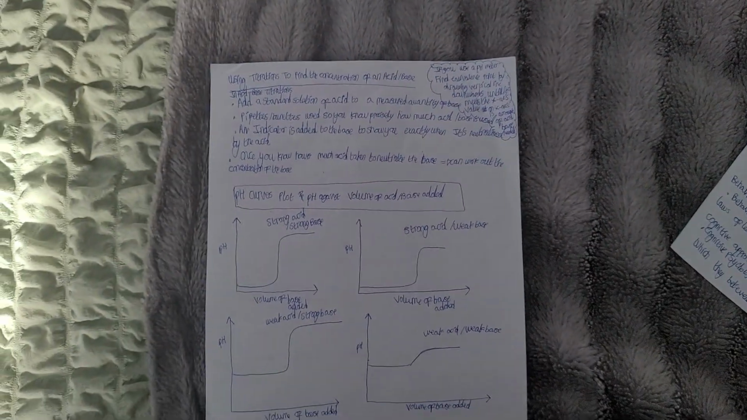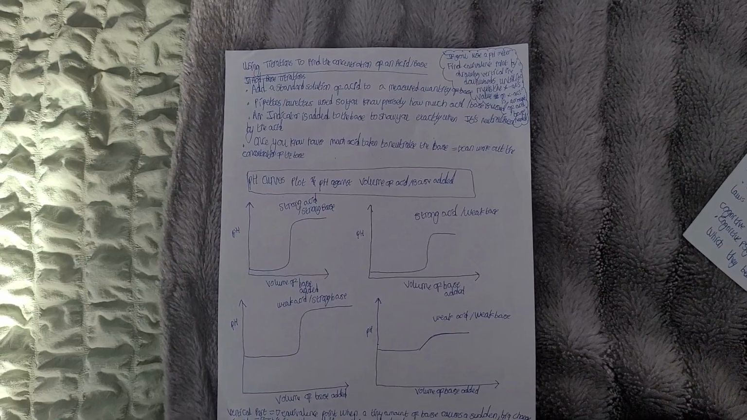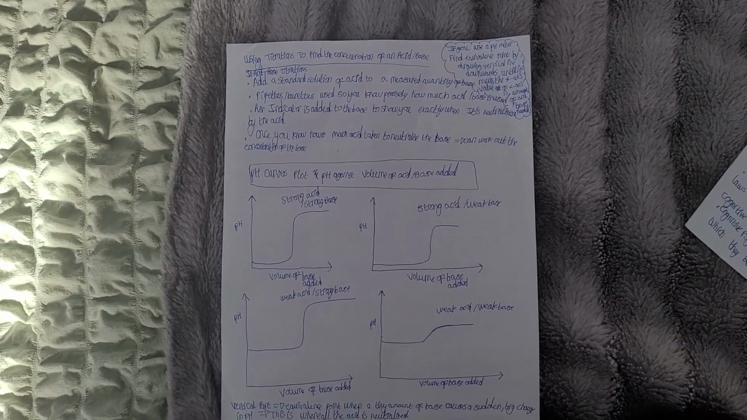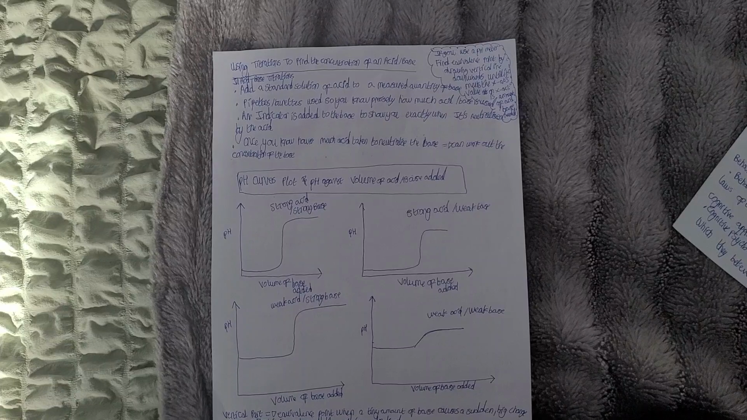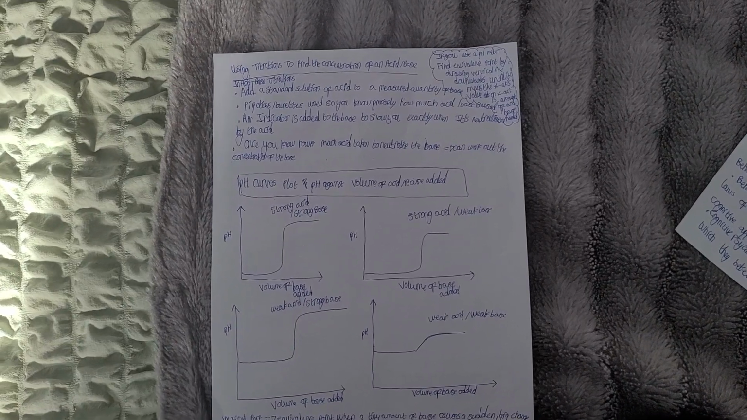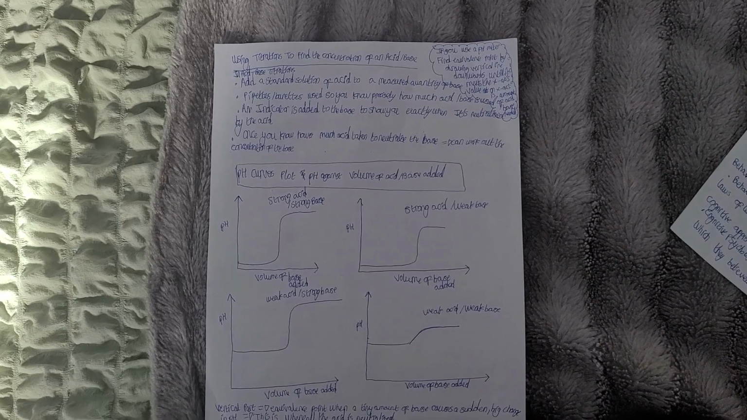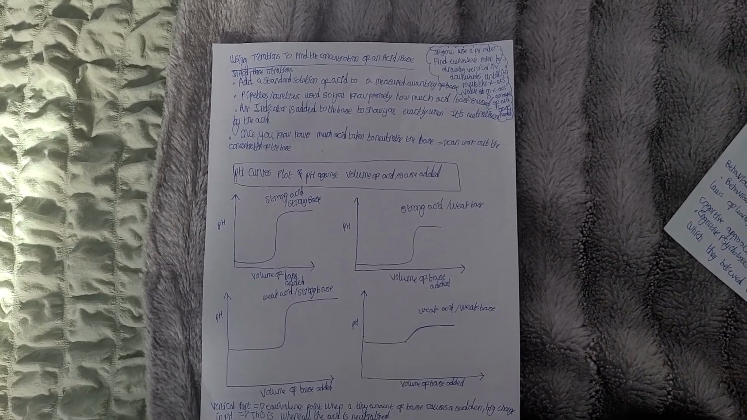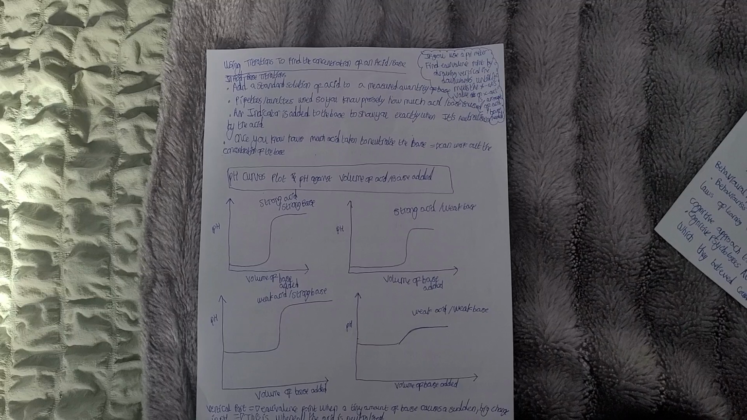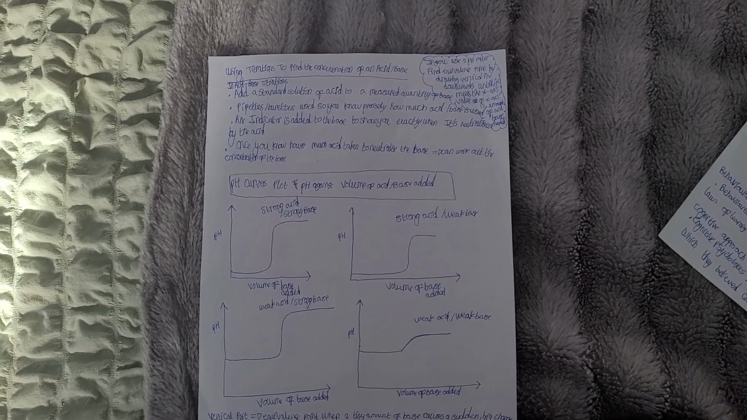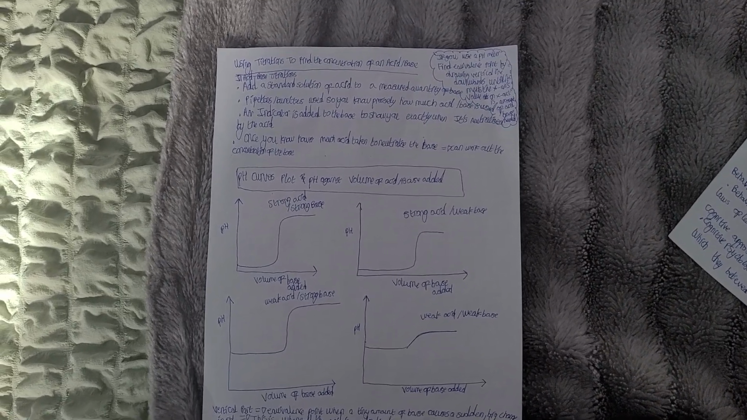Using titrations to find the concentration of acid/base. In acid-base titrations, we add a standard solution of acid to a measured quantity of base. Pipettes/burettes are used so you know precisely how much acid/base is used. Indicators are added to the base to show you exactly when it's neutralized by the acid. Once you know how much acid is taken to neutralize the base, we can work out the concentration of base.